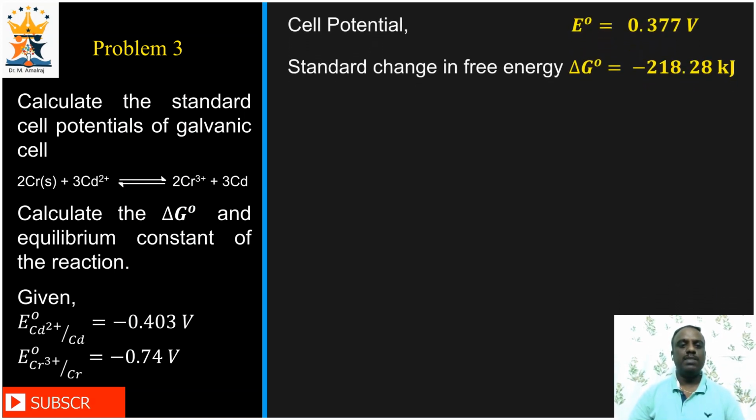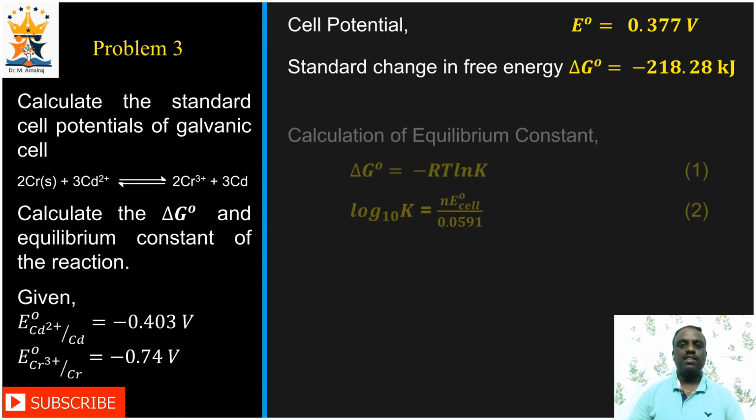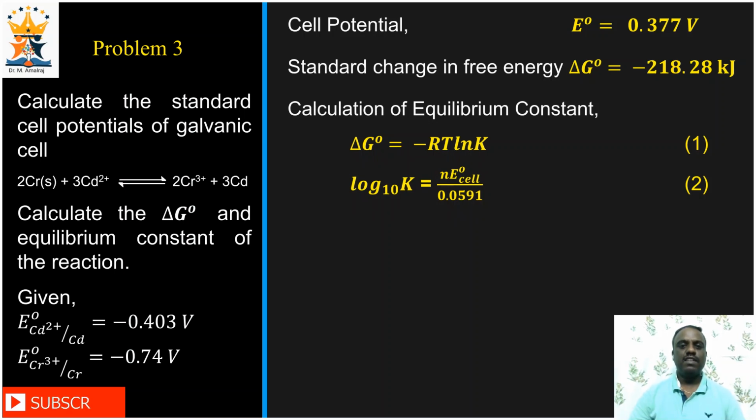Now we need to calculate the equilibrium constant. The equilibrium constant can be related to delta G naught as well as E naught using these formulas. See which formula has to be used to calculate the equilibrium constant easily. To my point, if you use the second expression, it is easy to calculate the equilibrium constant compared to the first one, because the first equation involves the gas constant, temperature, and the conversion of natural logarithm to log to the base 10, so that makes the problem tedious.